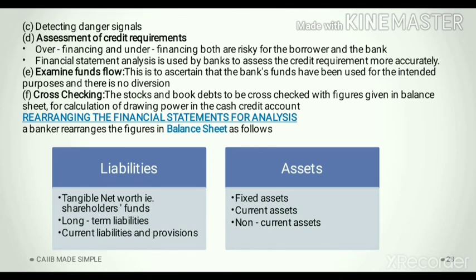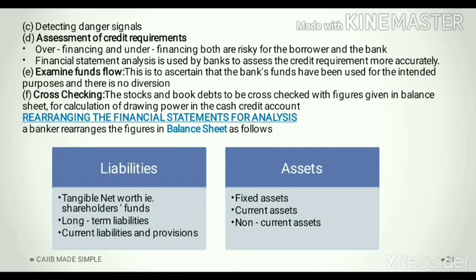Next, detecting danger signals. Next, assessment of credit requirements. Overfinancing and underfinancing both are risky for borrowers as well as bankers. So, financial statement analysis is used by banks to assess the credit requirement more accurately. Towards the end, we can see how we assess the financial statements.